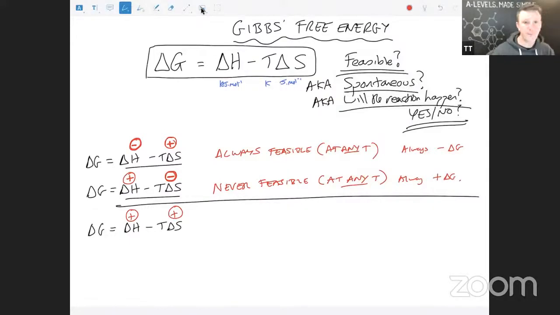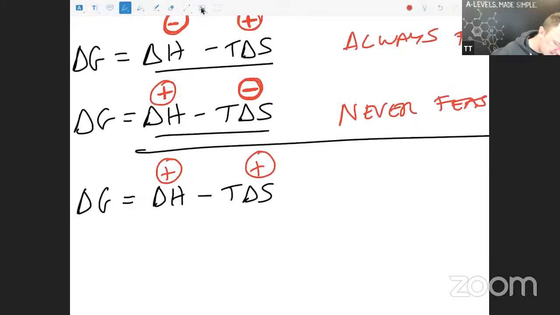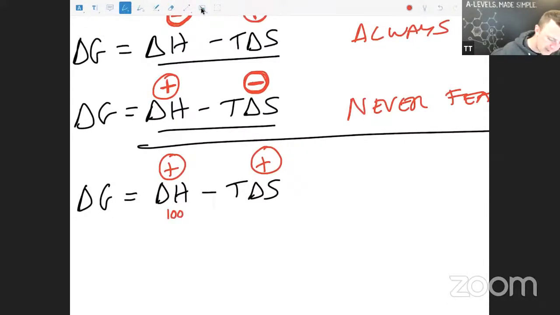So if we start with a positive number and we're taking away a positive number. Let's say that delta H in this case was 100. So delta H is 100, delta S is 20. I'm just picking numbers out of the air here. Now, what's going to happen? Well, we're starting with a positive number and we're taking away a positive number.